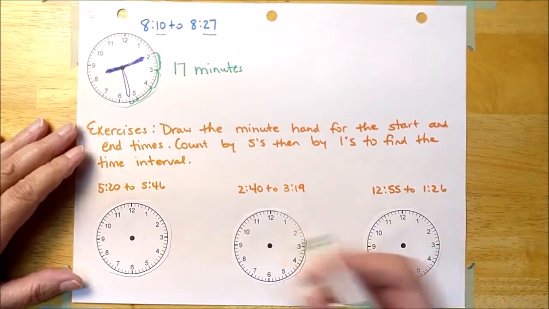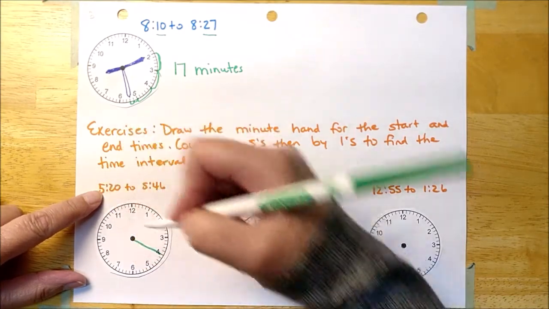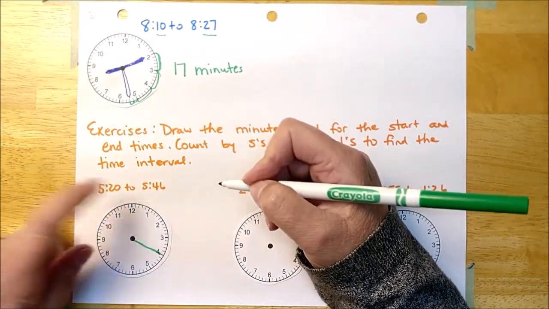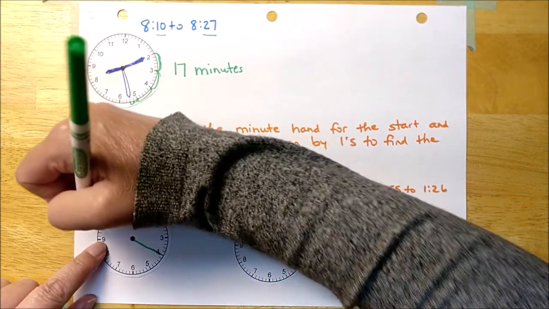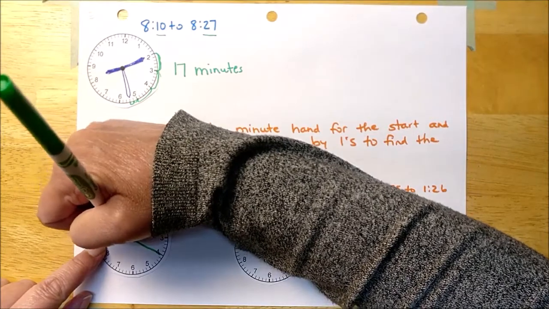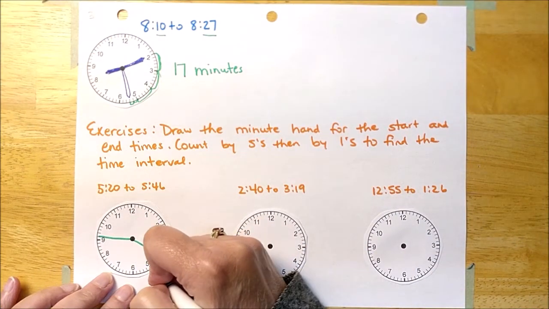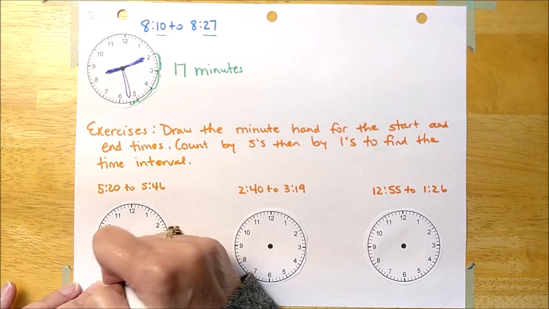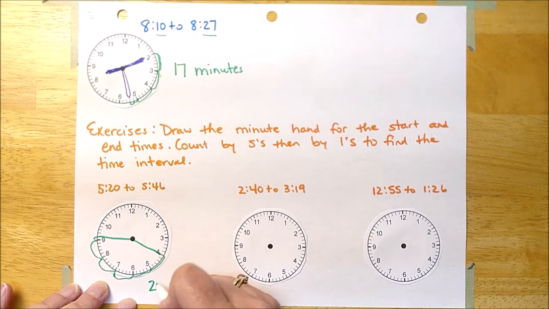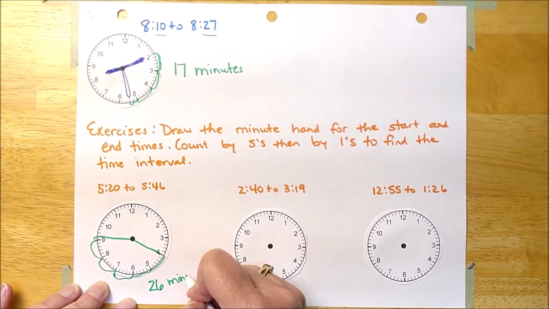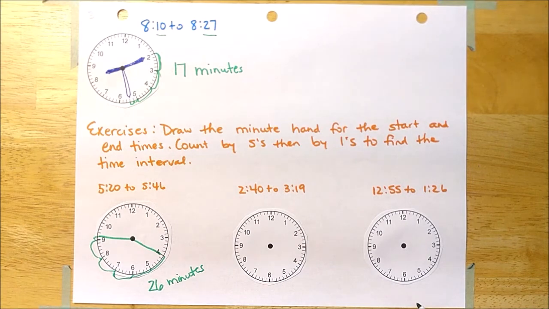Okay, we're back. So 5:20, so that means my minute hand was at the 20, the other one is at 46. So 30, 35, 40, 45, so it's going to that line right there. So I'm going to go around first and count by fives. 5, 10, 15, 20, 25, plus 1 makes 26 minutes. Hope you got that answer. I know you're doing really well.